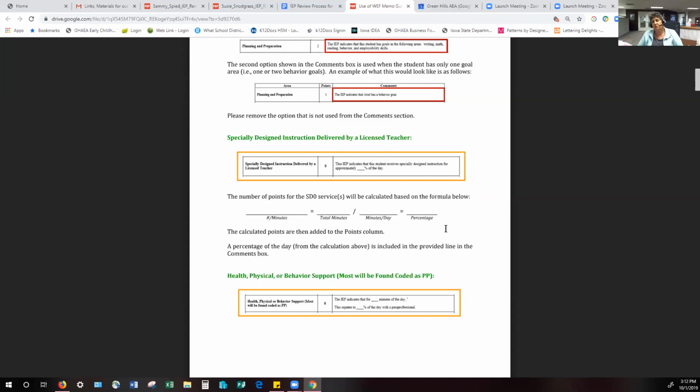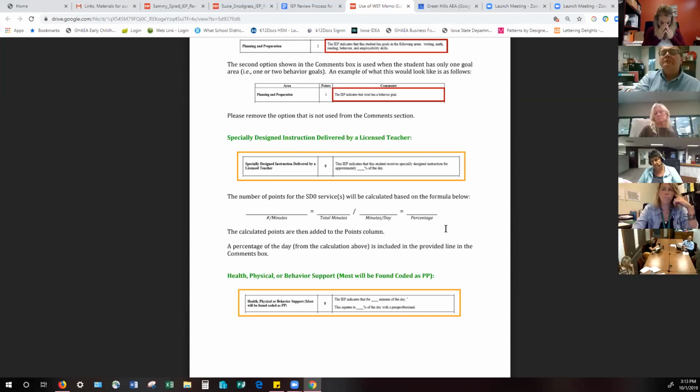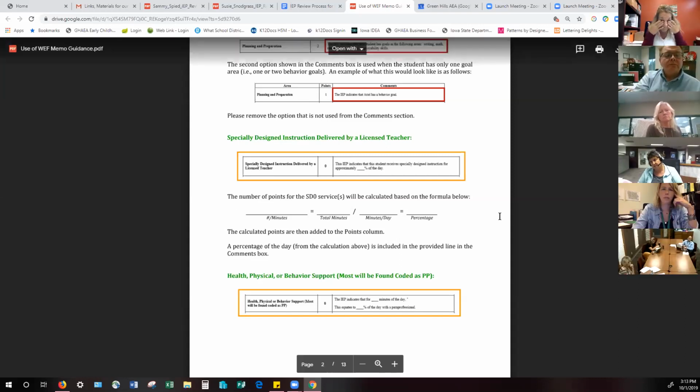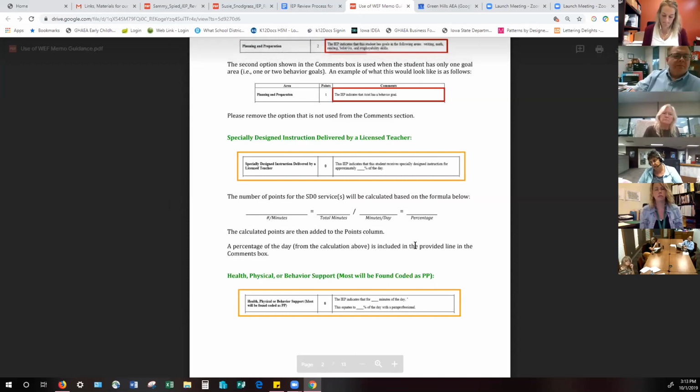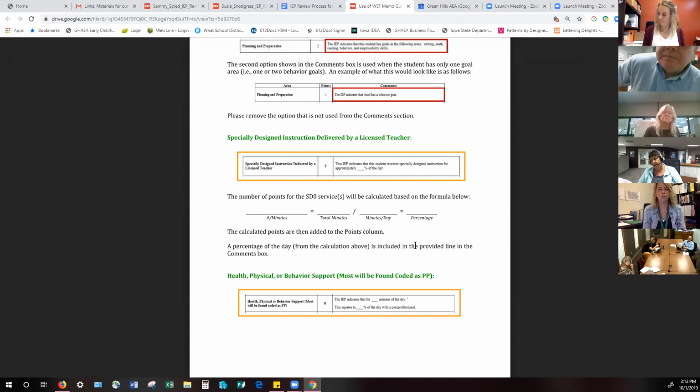Are there any questions so far? I think it's important to make sure that it's the total SDI, not just the pullout. Yep, you can't just always go by the percentage that's on Form F. That is why you use the formula right there, because it may not match up with the LRE percentage.